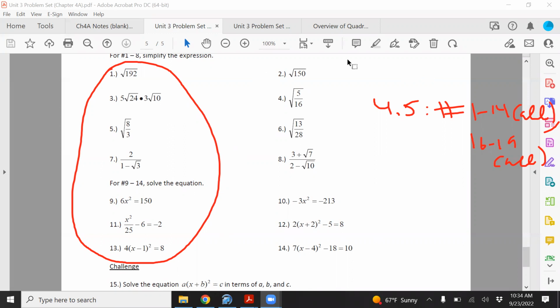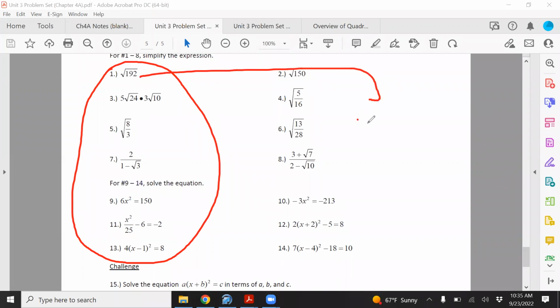You guys have probably seen this in the past. We're talking about radicals here. Root 192. Have you guys simplified these in the past? How do you do it? You find perfect squares, or just break it down into two factors. Is 192 divisible by 2? Yes, so you get 96 and 2.